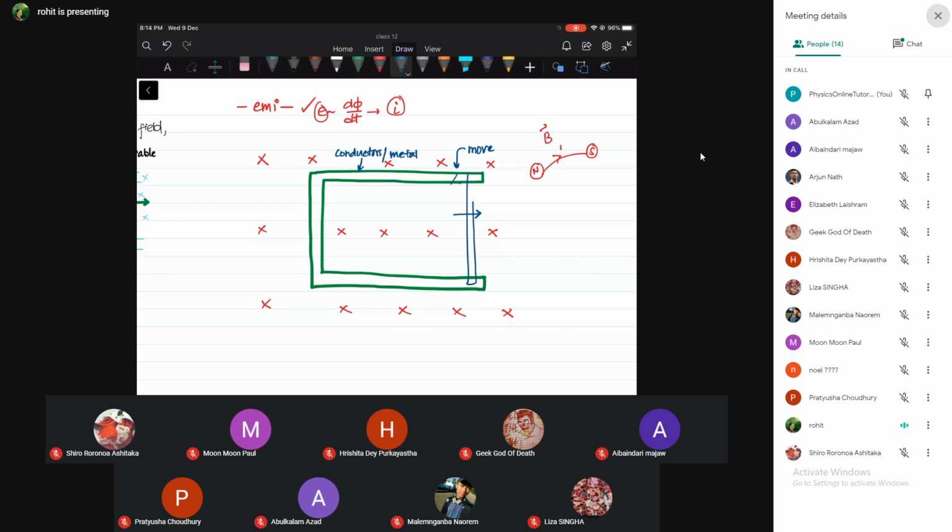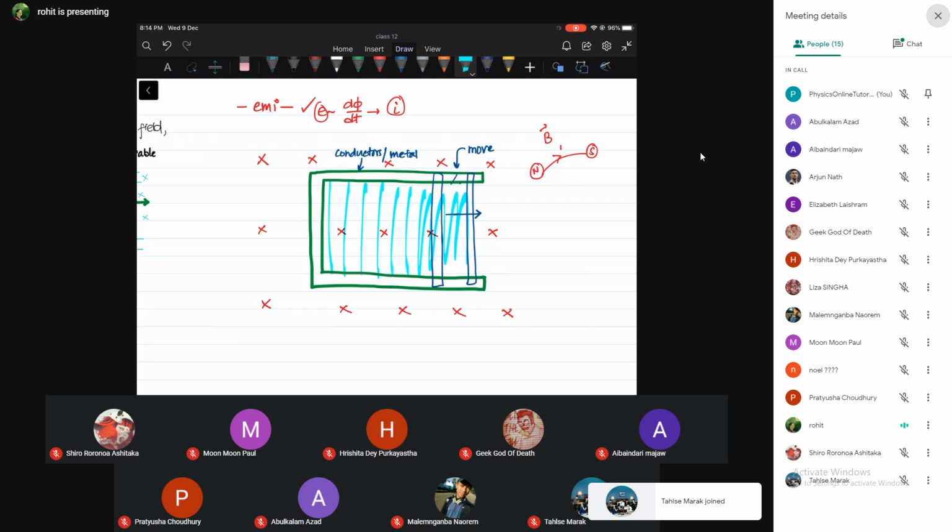Okay, new position, right? Initially the blue wire was somewhere here. Now I've taken the blue wire somewhere there, right? You can easily tell me that the area now inside this coil, I can call it a rectangular coil also, I can tell you that the area has increased.